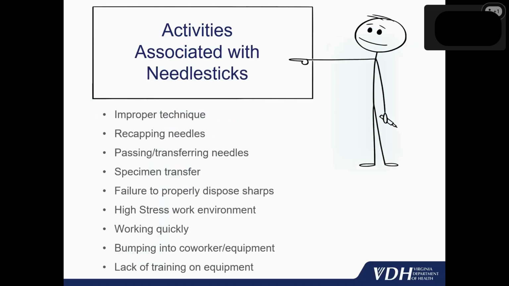Activities associated with needle stick injuries in the past 3 years include improper technique, such as not using the correct needle, not using safety devices correctly, and not following the correct procedures. Recapping needles still accounts for roughly 5% of needle stick injuries annually, according to the CDC. Proper technique is crucial and includes how procedures are administered, correct use of needles, and proper use of safety devices. Improper technique leading to needle sticks can be caused by factors such as bumping into coworkers, inadequate training, and working too quickly.